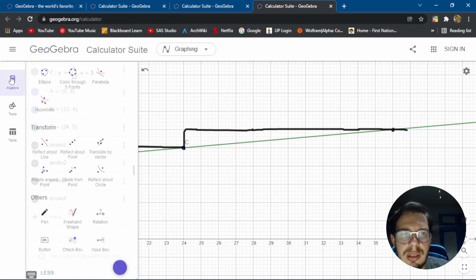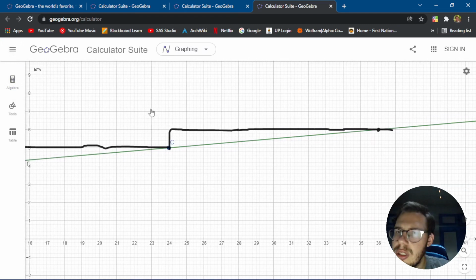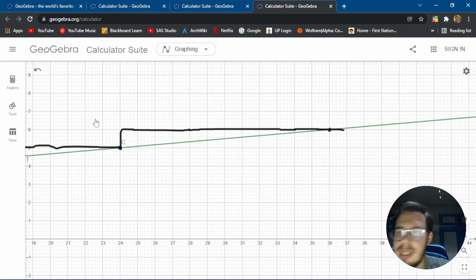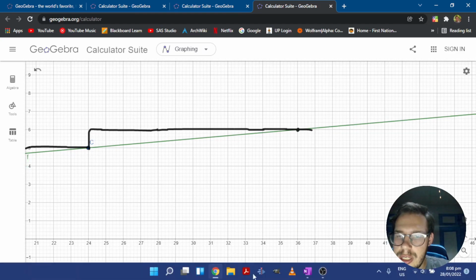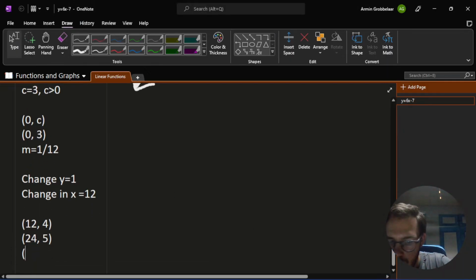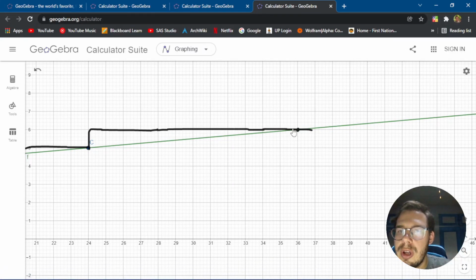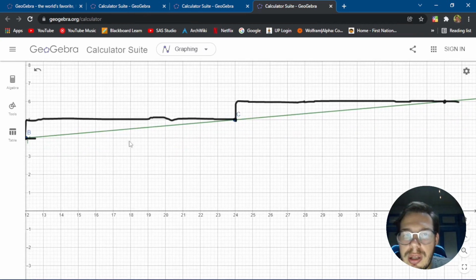Let me just see. Looks like 36, 6. So you can see also here, let me just do the extra point. So 24 plus 12 is 36, and then 5 plus 1 is 6. So there you see is another point that we can add, but you only need 3 if you want to draw the linear function.